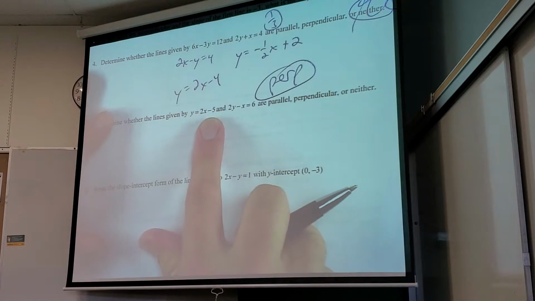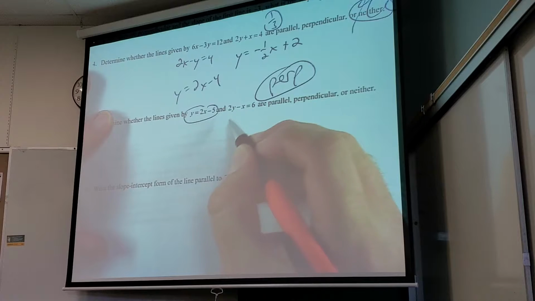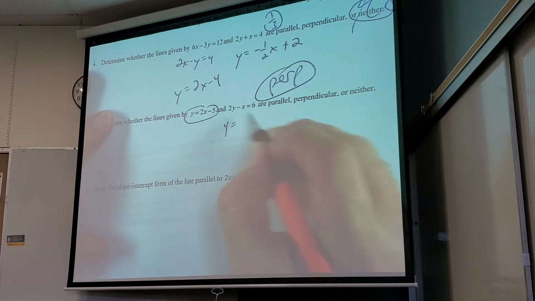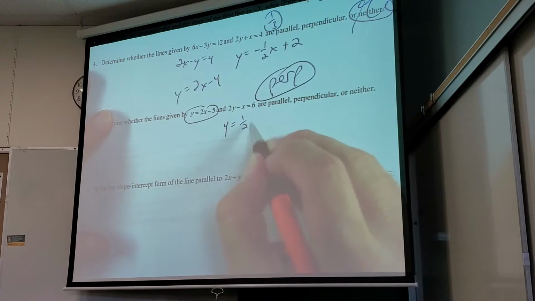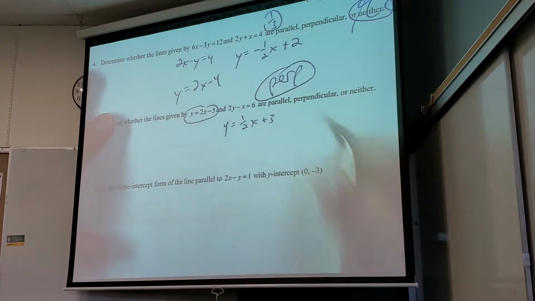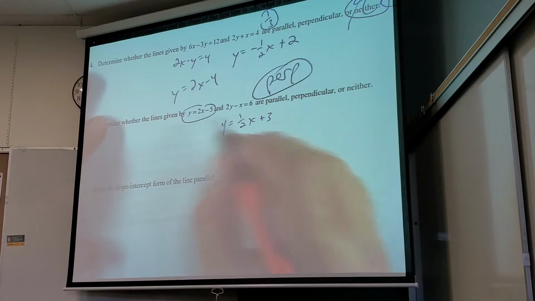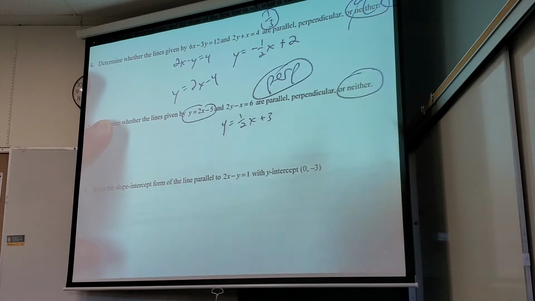Same thing here, right? This one's kind of nice because this is already solved. If I do this one, add the x, divide by 2. It's plus. Neither. Good, this is neither. They're not the same and they're not negative reciprocal. So the correct answer there is neither.